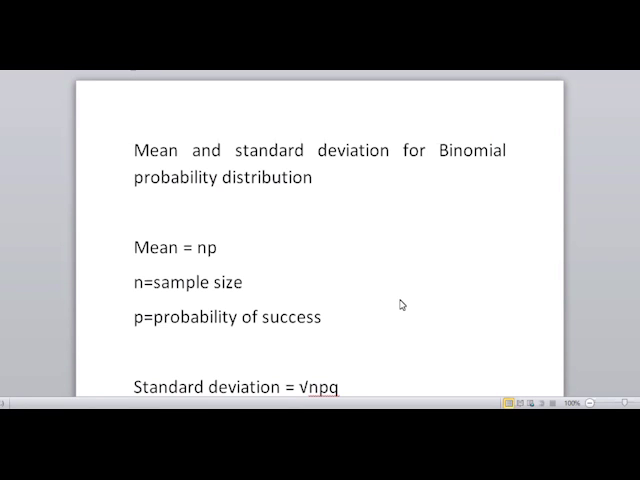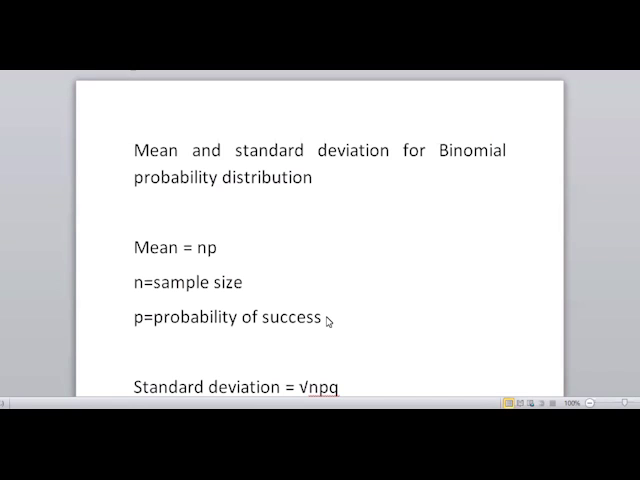for binomial probability. So when it comes to the mean, it is given by n multiplied by p. In this case, the n, that is the sample size, is already given in your question. Okay, and the p is the probability of success, which is also given in the question. So all you need to do is to get the n as a sample size and the p, and multiply the 2.